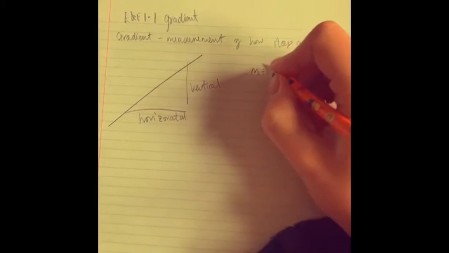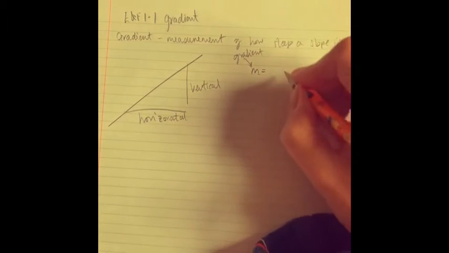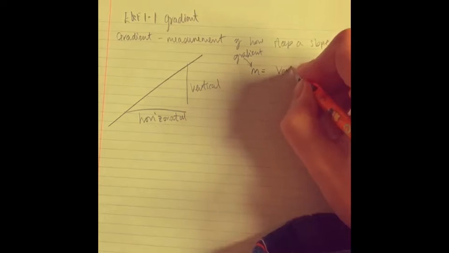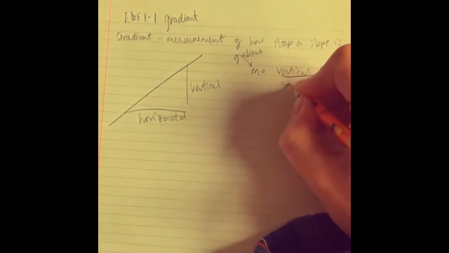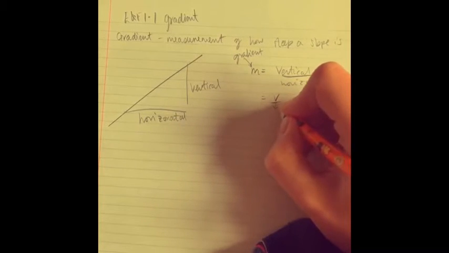We'll use m equals, now m is a special letter we use for gradient in maths, and always make sure you're using that for gradient. And it's simply the vertical over the horizontal, and that simplifies down to m is equal to v over h.